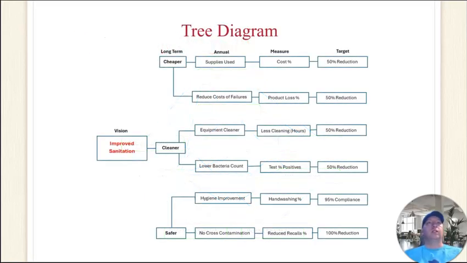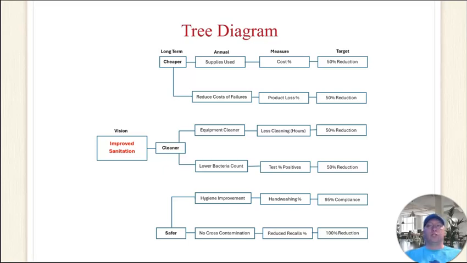And here we have the tree diagram. The tree diagram shows what your goal or vision will be. In this diagram, the vision on the left there in red is improve sanitation. You develop long-term goals, how you might measure them, and what your end target may be. As you can see, I've developed 3 of them: cheaper, cleaner, and safer. Reducing these levels ultimately will help improve your process and aid in reducing sanitation non-compliances long-term.